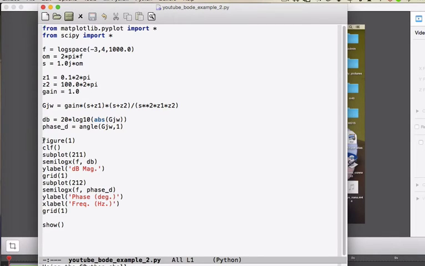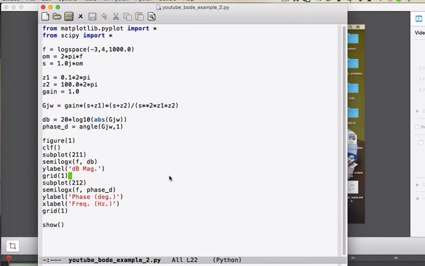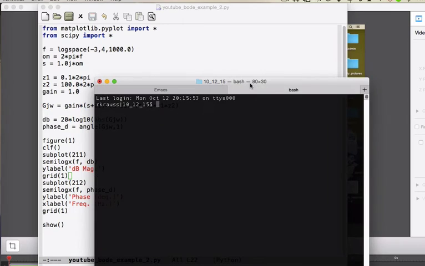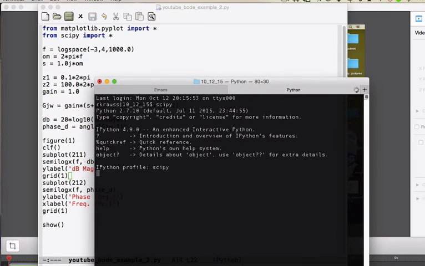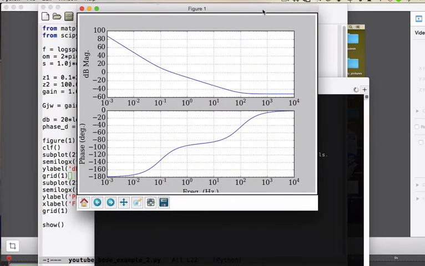I already have code that would do this automatically, and I'll call it Bode utils, and I'll make it available to you guys. But we'll deal with that later. So, if I start my IPython SciPy thingy and run this, two things I want to talk about.